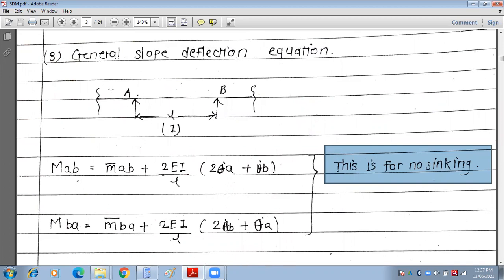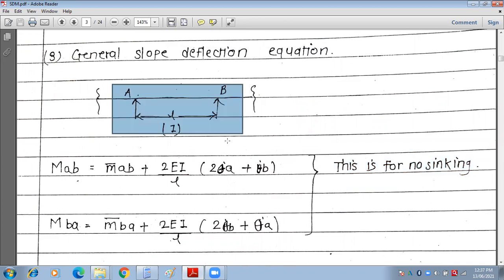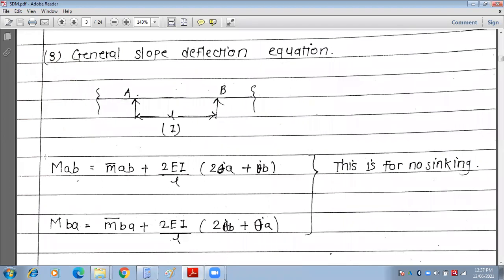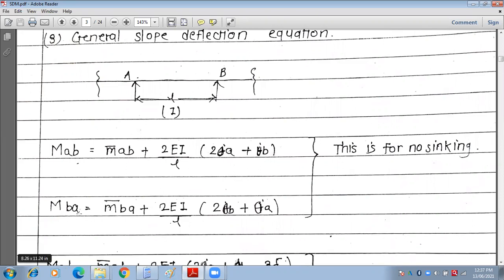Now let us see this. Let us consider this is an intermediate span of the beam, having span L and moment of inertia I. For this situation, the slope deflection formula is MAB for the span AB, fixed end moment AB plus twice EI upon L into bracket 2 theta A plus theta B. And for the span BA, fixed end moment BA plus twice EI divided by L into bracket 2 theta B plus theta A.